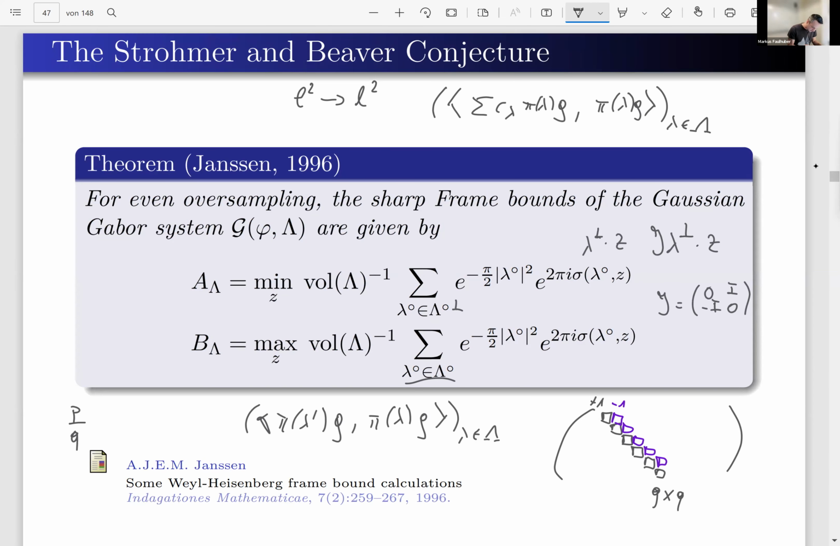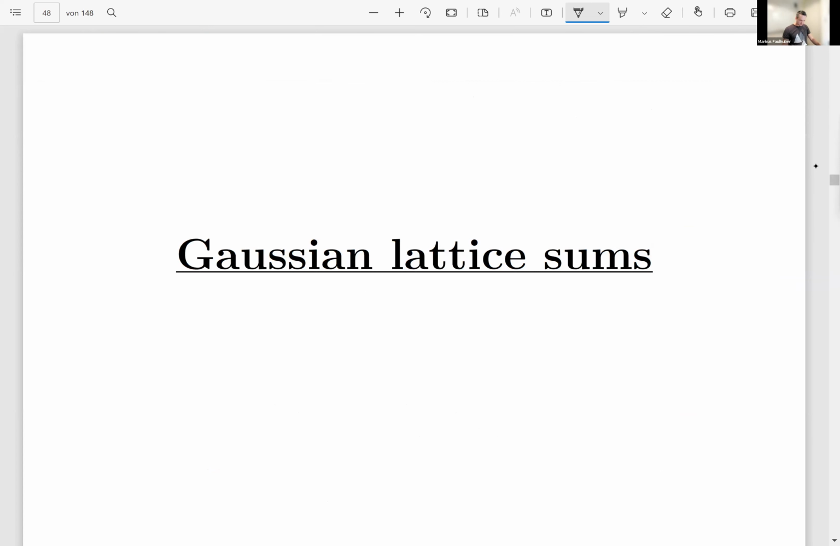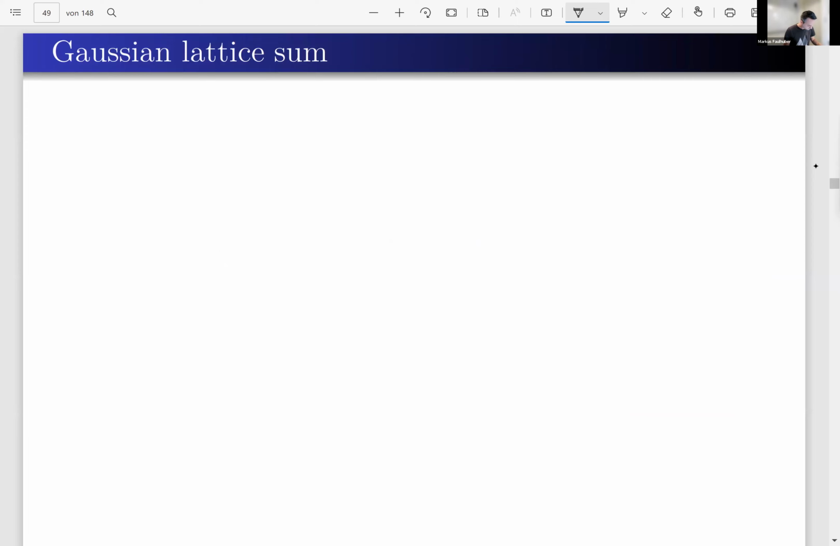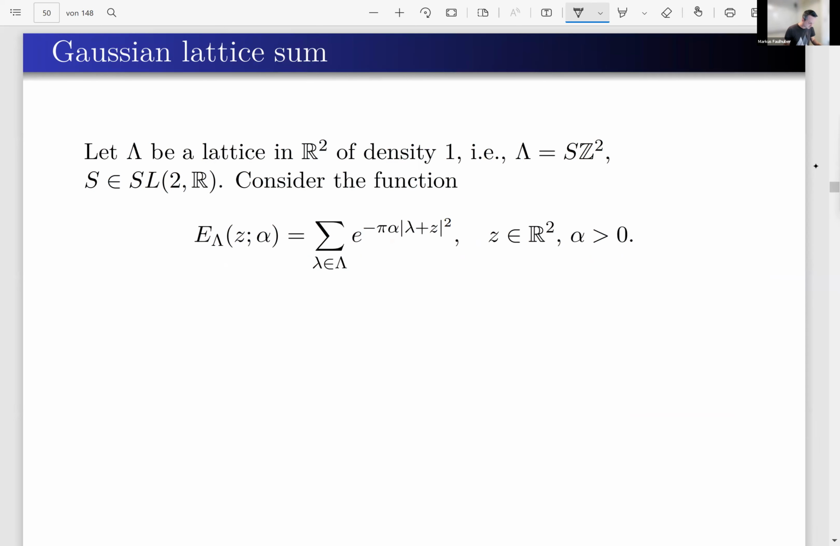What we see also is that we have some Gaussian here. We have more or less a Fourier series with Gaussian coefficients up to this strange mixing of our variables. And in principle, the whole problem can now be reduced to something which can be understood by any undergraduate student. So it boils down to Gaussian lattice sums. So what is a Gaussian lattice sum?